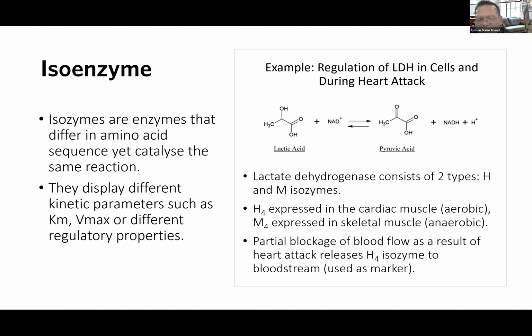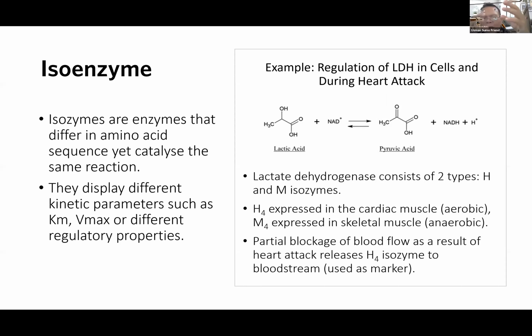In this case, we can see that lactate dehydrogenase consists of two types, as you can see in this figure. H4 is expressed in the cardiac muscle, and M4 is expressed in skeletal muscle. Partial block of blood flow as a result of a heart attack releases the H4 isoenzyme into the bloodstream. In this case, it is used as a marker.